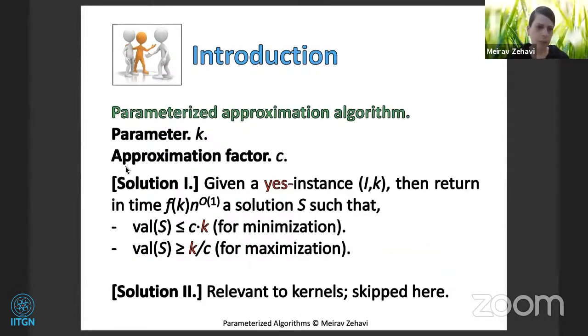Okay, also please feel free to ask questions anytime in the chat, or you can turn on the microphone and ask questions. Okay, so I hope this definition is clear.